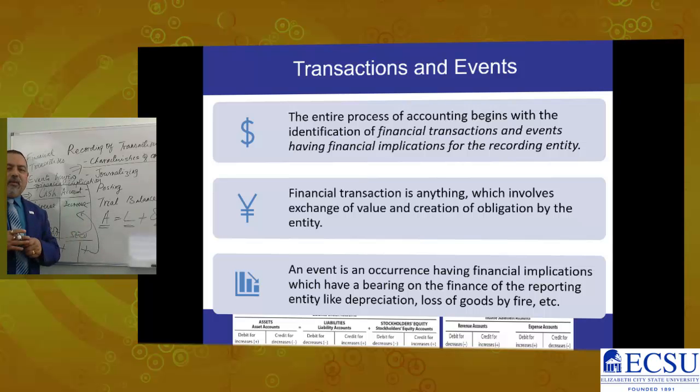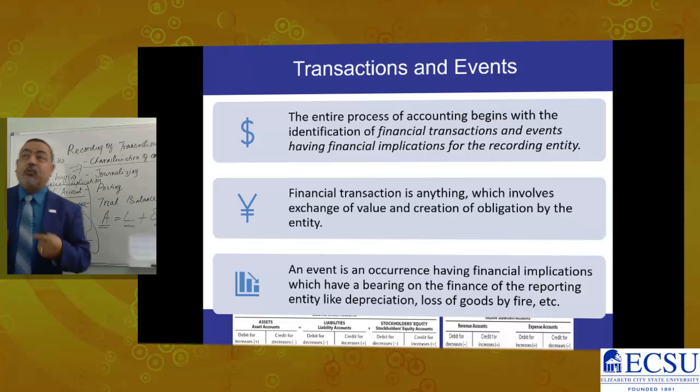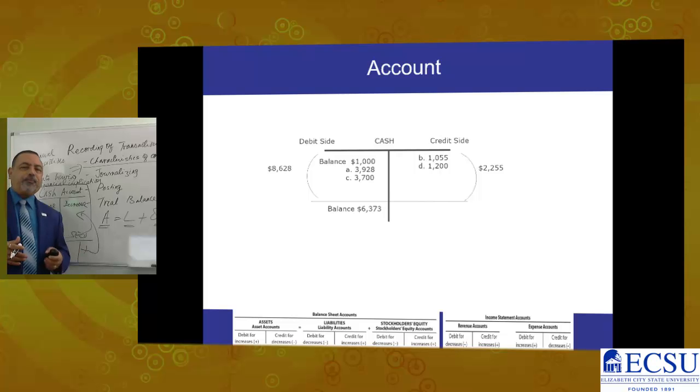But as we already talked about, what is an event? This is anything that has a financial implication or which needs to be reported by the company, like depreciation or loss of goods by fire or loss of goods or property by any other natural calamity. That will be considered an event.